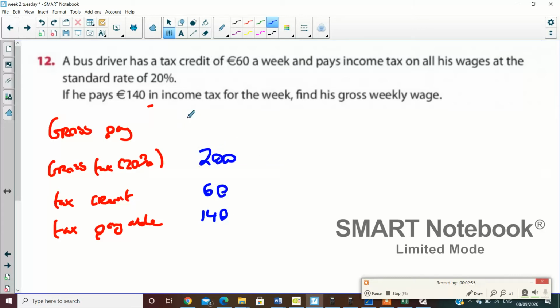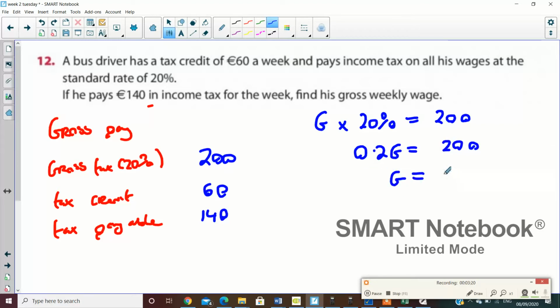Your gross pay, what do you want to call it? G, we'll call it G for gross pay. Gross pay multiplied by what percentage? Gross pay multiplied by 20% is in fact 200. 20% is 0.2, so everybody happy with 0.2 G equals 200? Divide by the 0.2 and what do you get? What the lads told us it was? 200 divided by 0.2? €1,000. We all good? Awesome.